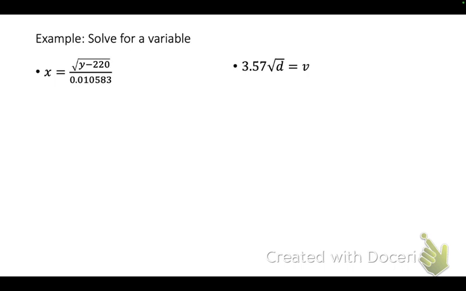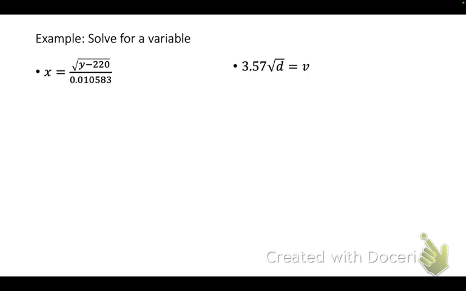Okay. They have no card games on the table. Solve for a variable, okay? So, we're obviously not solving for x because it's already solved for x, yes? What are we solving for? Y, okay? So I have x equals the square root of y minus 220 over 0.010583. This is obnoxious because I want you to not worry about how obnoxious it is. Just do the math.